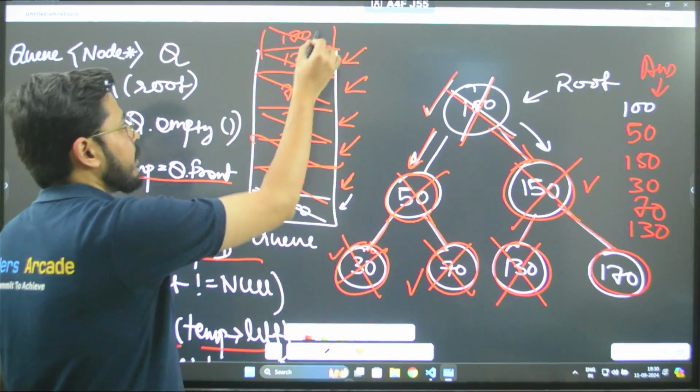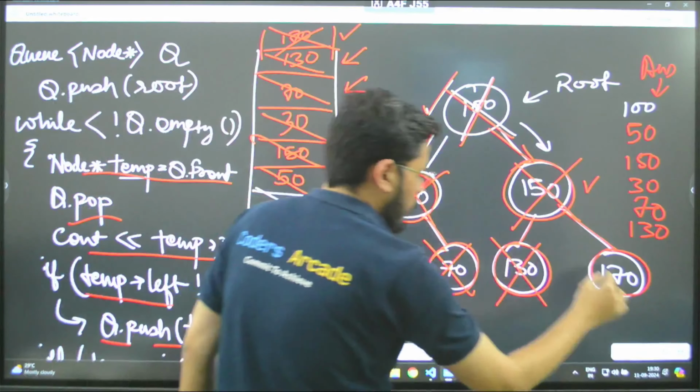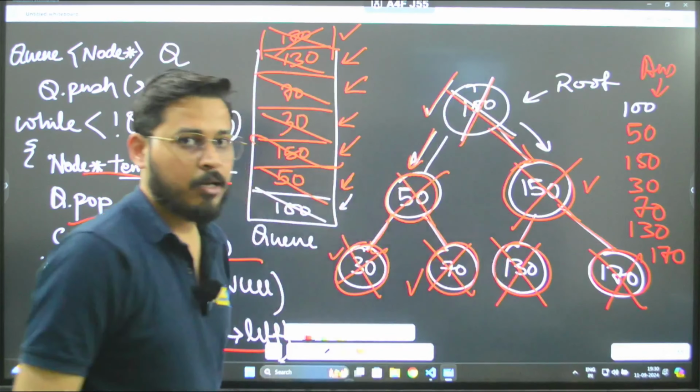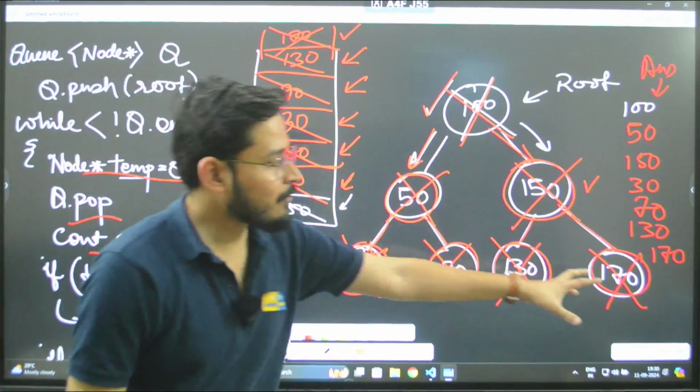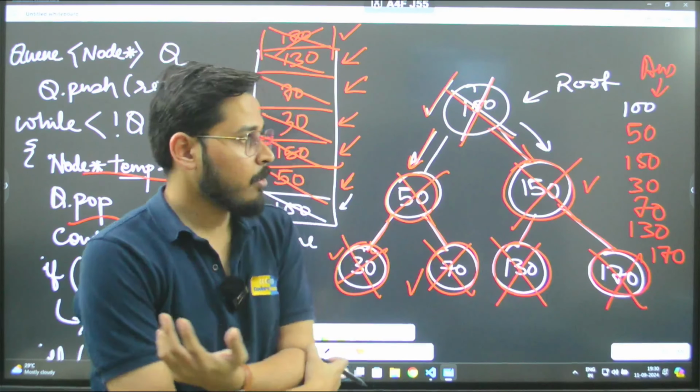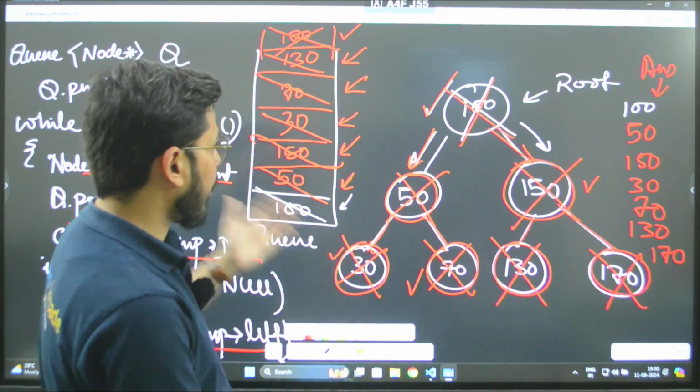So take out the next front. Pop it out, print it out. And then 170 is printed. Check if 170 has any left or right child. There is no left or right child. Hence, the while loop will stop because the queue is now empty. And this is your answer.